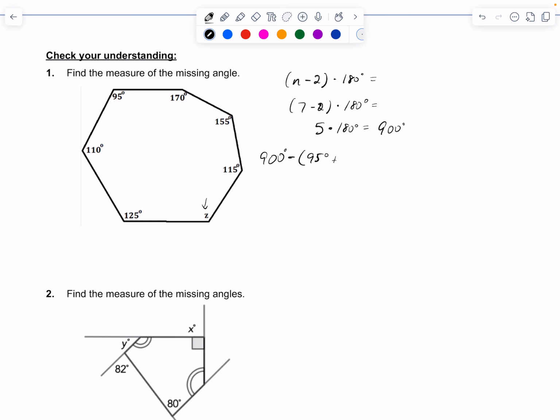95 plus 110 plus 115 plus 125 plus 155 and finally plus 170. So whatever that is, subtracted from 900 will give me that angle Z. So Z is going to be equal to, or I've kind of cheated since I've already done this in a different calculator, 130 degrees. Okay, but hopefully you see the work that you'd have to do to figure out what Z is. So that's how you find the measure of that missing angle.